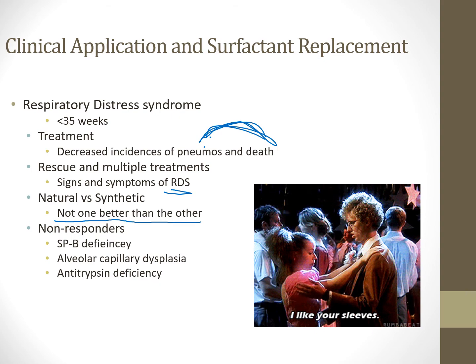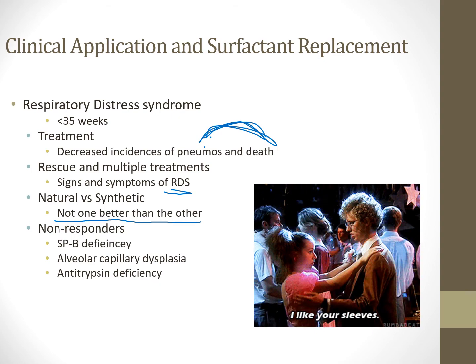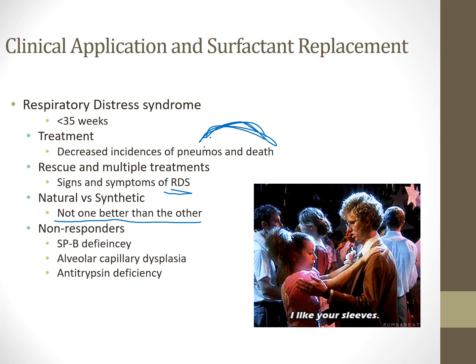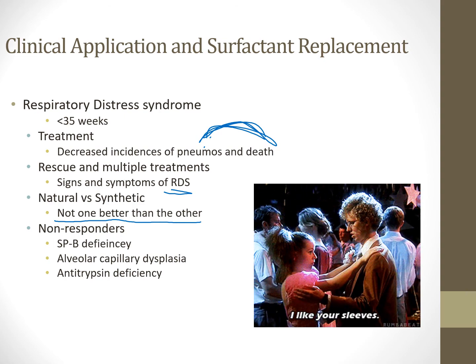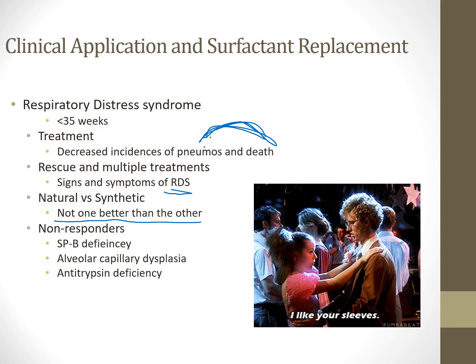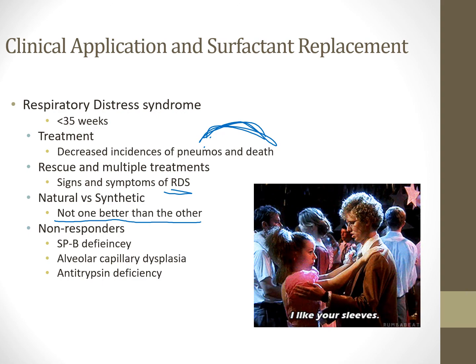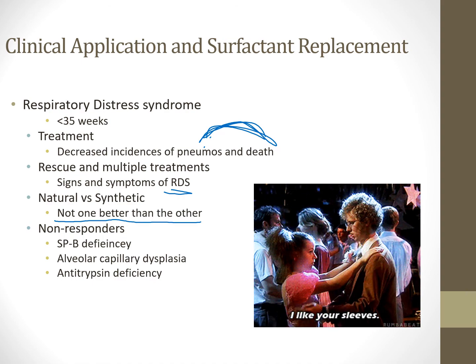Okay, so it's important you hear that. There's synthetic surfactant on the market, and then there are ones made from other things like bovine and porcine. Curosurf is from porcine, that's poractant alpha, made from pigs.